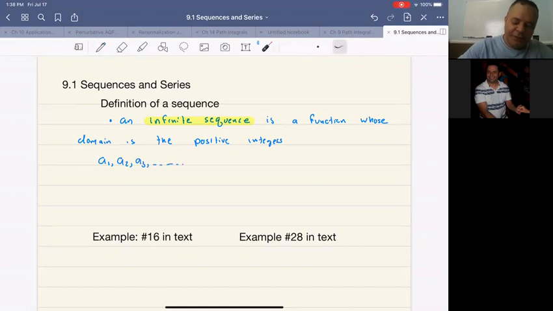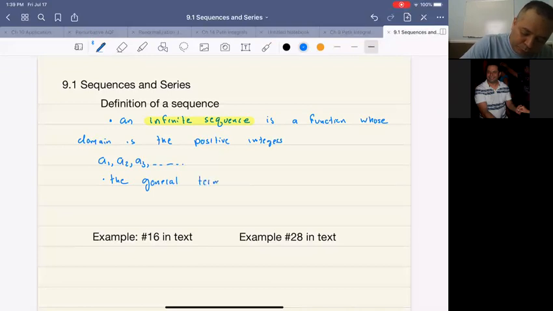So this little subscript, like the 1 here, the 2 there, the 3 there, takes the place of the x. That's sort of the input, and the output is the a value. We'll talk about what's called the general term, a sub n. And when we do that, what we're really saying is, maybe there's some formula. Is there a formula for a sub n? That's sort of the question we'll be asking.